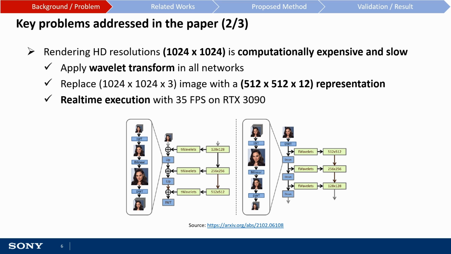Also, dealing with high resolutions of 1024 by 1024 involves a lot of computation and is generally very slow during inference. To tackle this issue, authors apply wavelet transform in all the subnetworks to replace the high-res input image with a smaller 512 by 512 by 12 representation to achieve real-time execution with around 35 FPS on a desktop-grade gaming GPU.